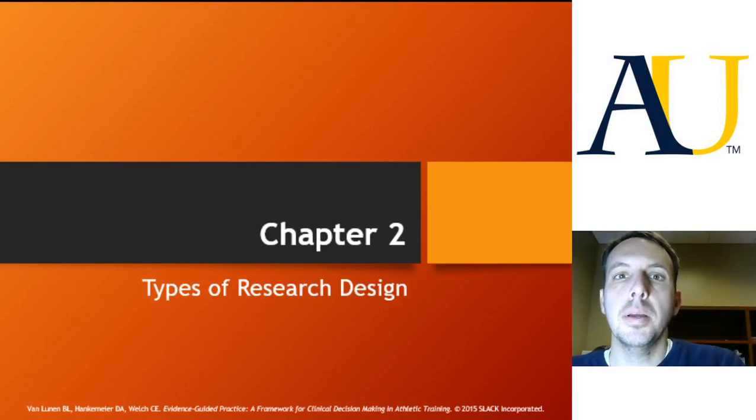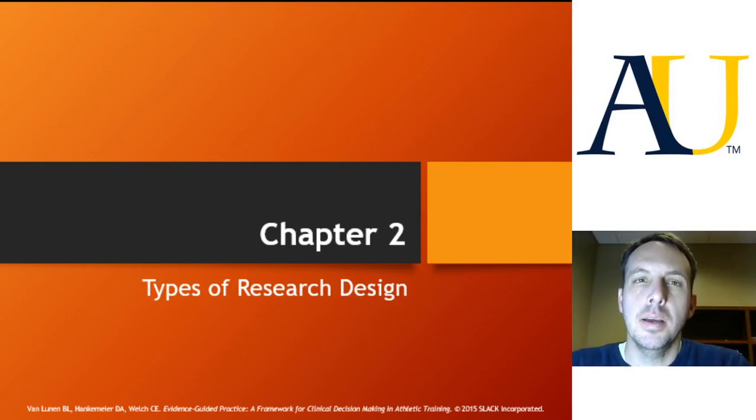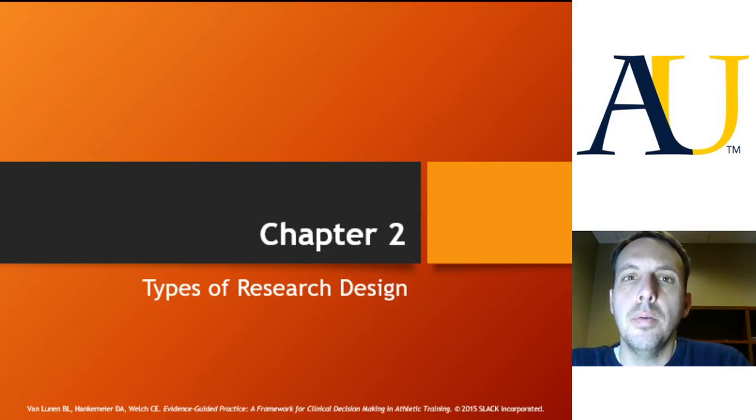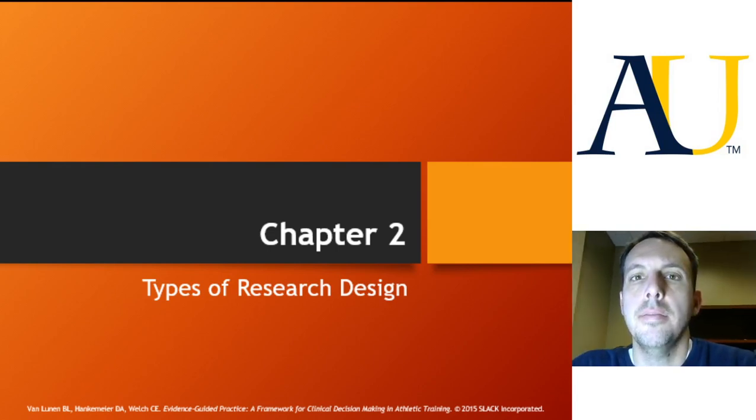So we're going to take a quick second now to discuss some foundations of research. Before we move on to step 3, where we're going to critically appraise the research that we found in step 2, we need to have a good understanding of the basics of the research process, so that way we can understand each individual article in context of the larger research picture.